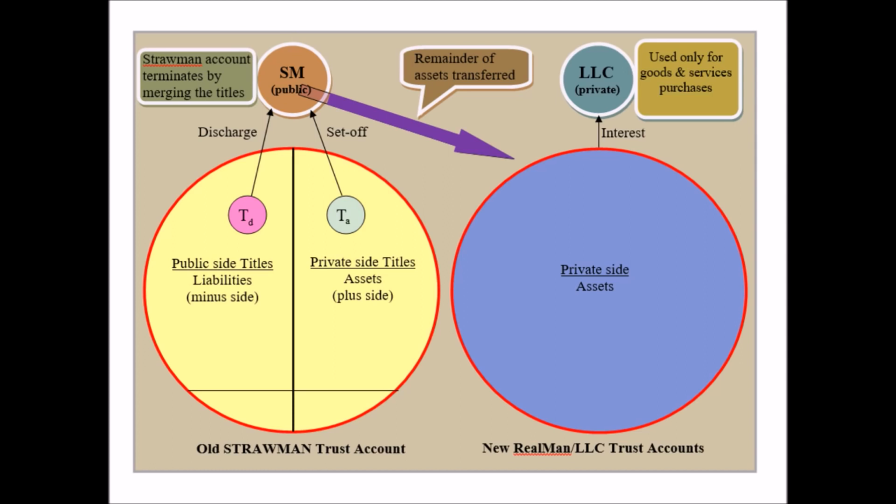And as long as you just use that interest to purchase goods and services, and the goods and services that you purchase are consumed by the real man held in private, as long as you don't conduct a business with that account, that new LLC, you won't be commingling your funds again, and you won't be creating any new debt. So in effect, you've taken care of the war debt, taken care of all past debts, and you've paid all present and all future debts that may be in the future. And you've discharged them on the public side and set them off on the private side.